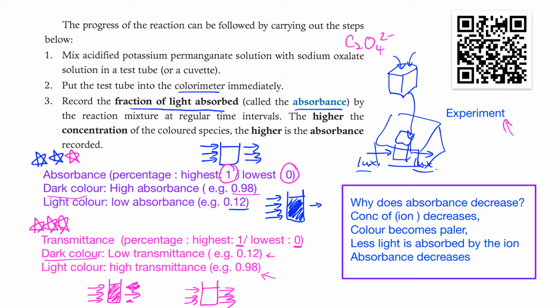In this case, sometimes we may be asked why the absorbance decreases. Remember, absorbance is related to color. So first of all, you have to relate it to the color of the ion, and then you talk about the change in color, and you have to talk about the light being absorbed by these ions, and finally you go to the readings. Basically, we'll go through a few steps like this: concentration of ions, color of the solutions, light absorbed, and finally the readings.